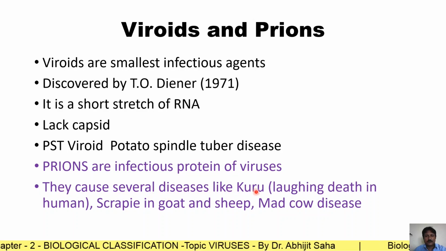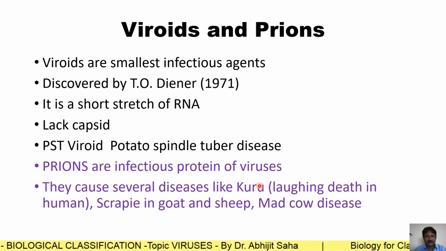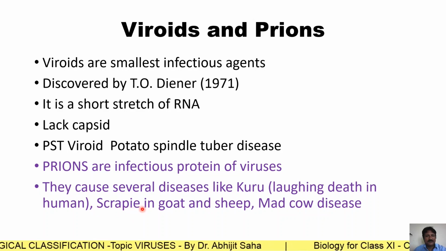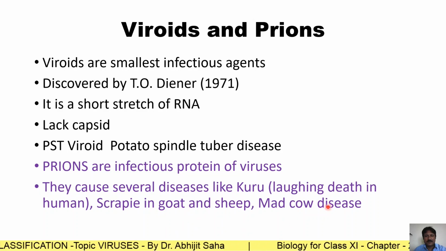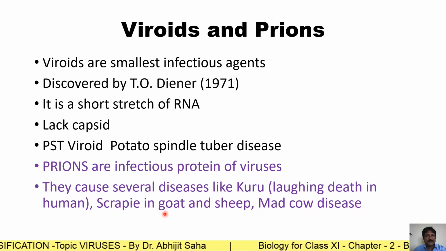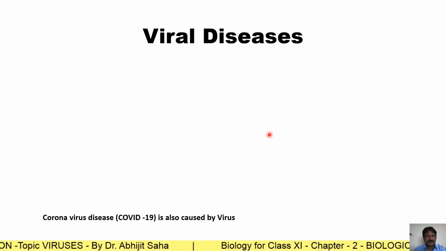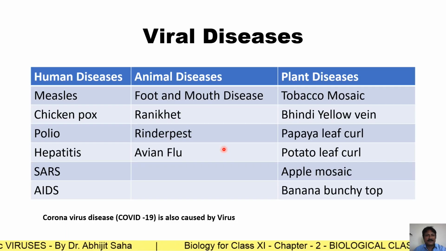They cause Kuru disease, which is the laughing death in humans. Kuru is laughing death in humans, scrapie in goat and sheep, and another disease they cause is mad cow disease. So this is about viroids and prions. Now let us see some important viral diseases.